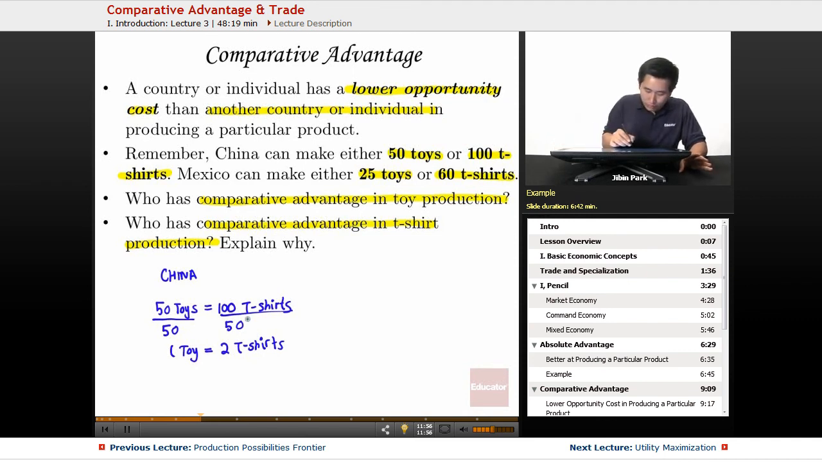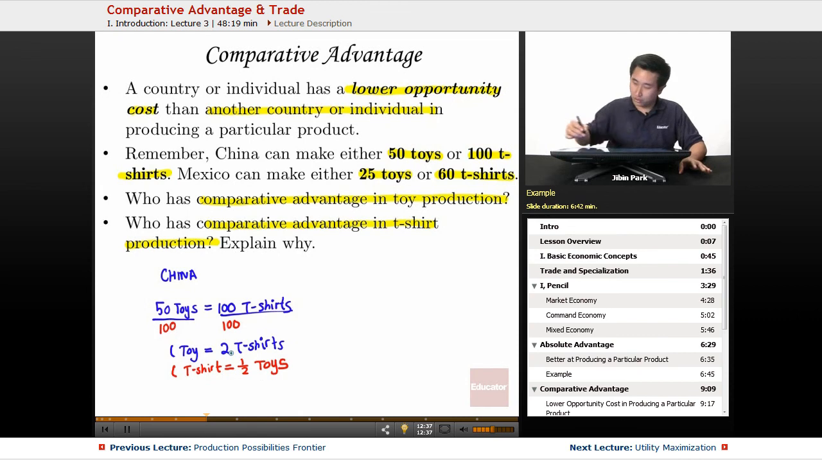Now we also want to figure out what the opportunity cost is of one t-shirt. So instead of dividing by 50, let's divide by 100. And now what you get is one t-shirt equals 1.5 toys. So what you're seeing right here is one toy equals 2 t-shirts, and one t-shirt equals 1.5 toys. What you want to make sure to understand is that they are the reciprocal of each other.